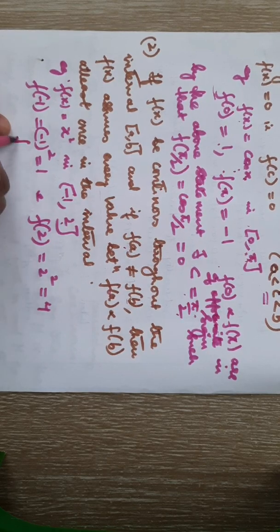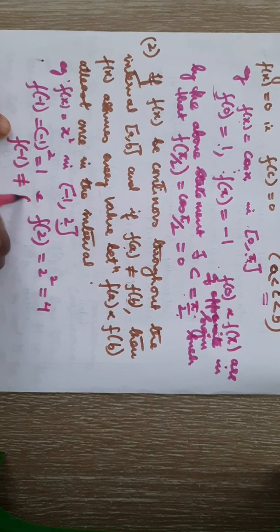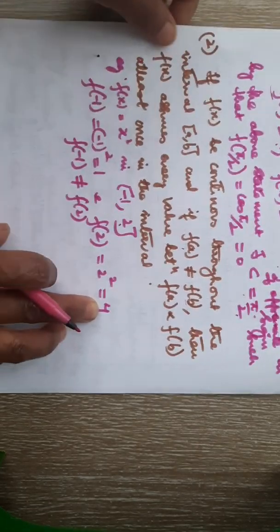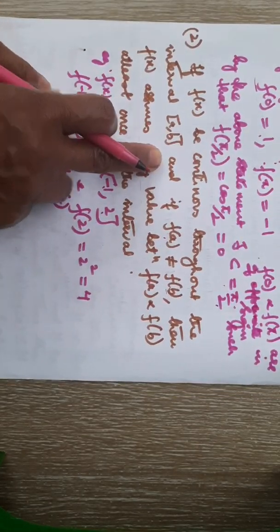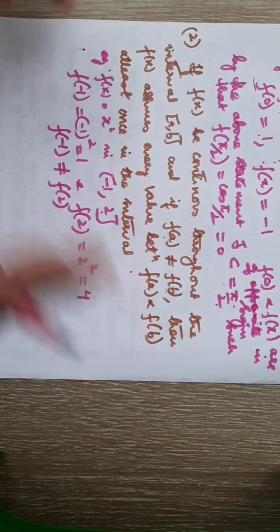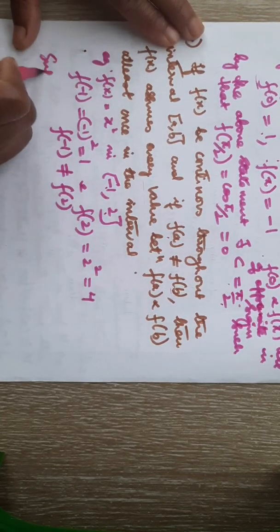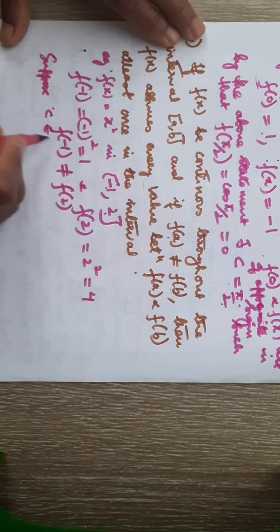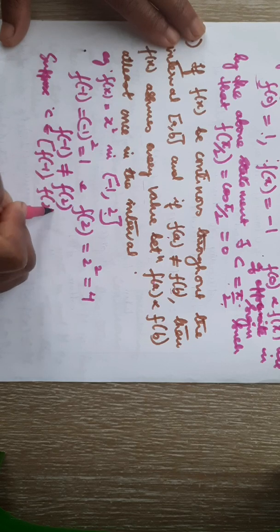Now you see here that f(minus 1) is different from f(2). They are not opposite in sign. Why? Because f(minus 1) is a positive number, and f(2) is also a positive number. Now according to this property, this f(x) will assume every value between f(a) and f(b). Now suppose c belongs to this interval, f(minus 1), f(2).